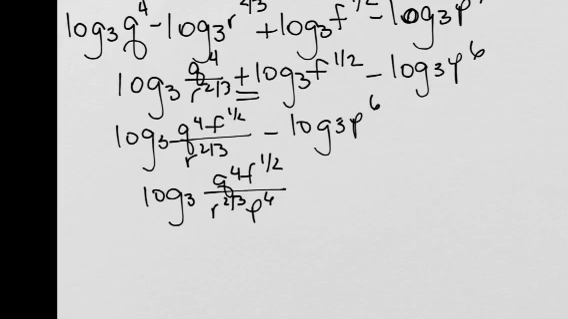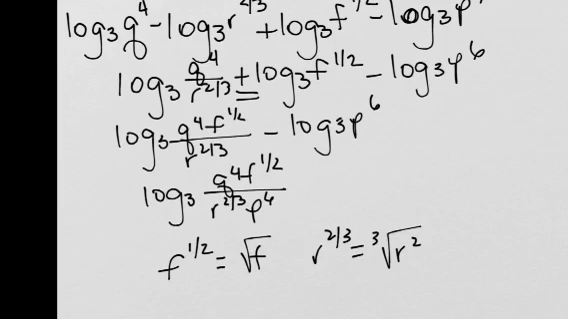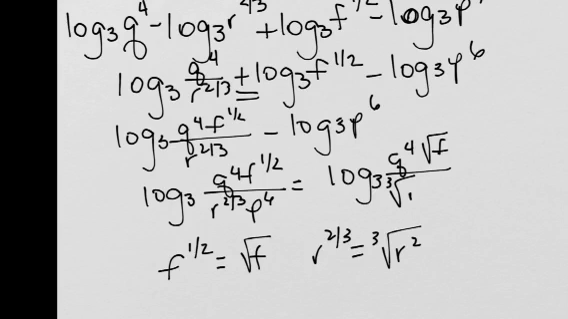Now I prefer to see my fractional exponents as radicals, and I know that f to the 1/2 power is the square root of f from my properties of exponents, and r to the 2/3 power is r squared cube rooted. So I'm going to substitute that into my single logarithm. Log base 3 of q to the 4th square root of f over the cube root of r squared times p to the 6th.